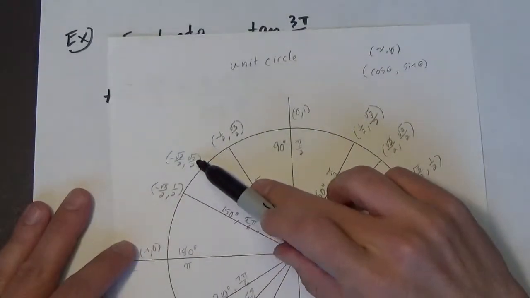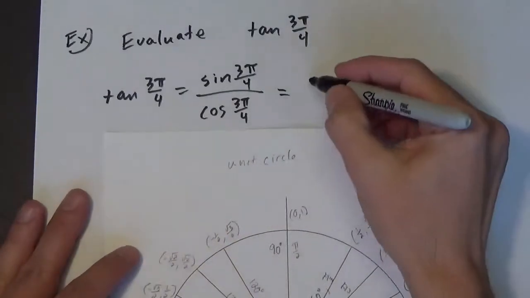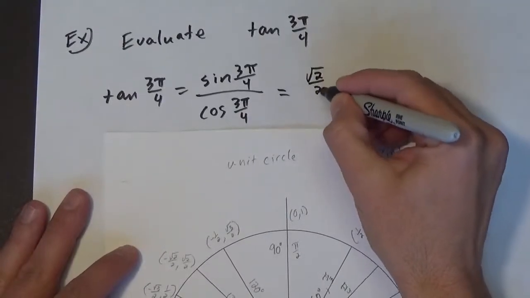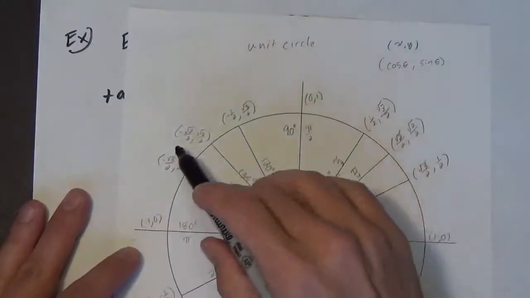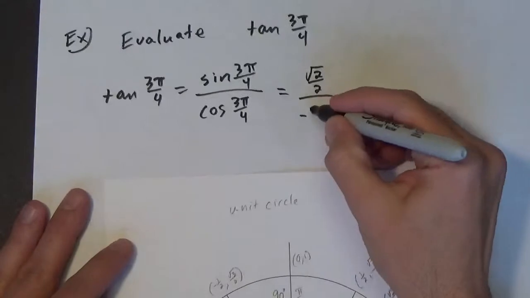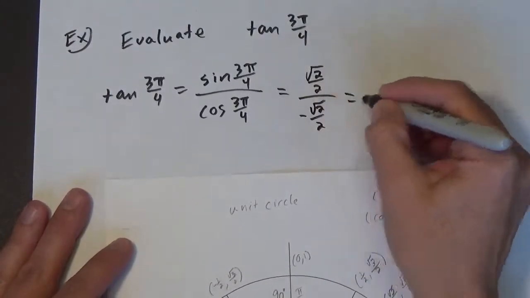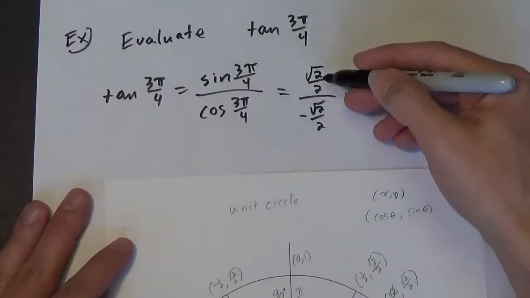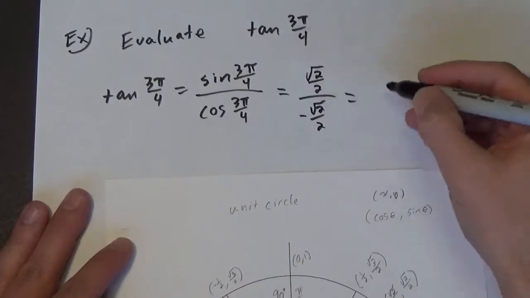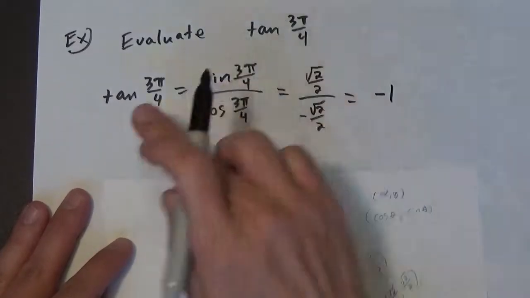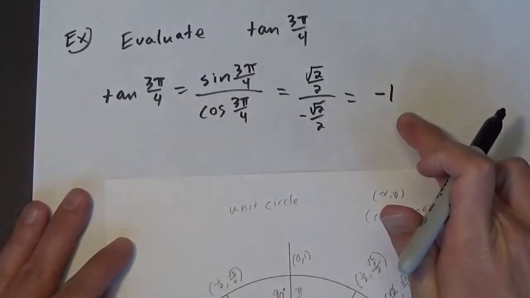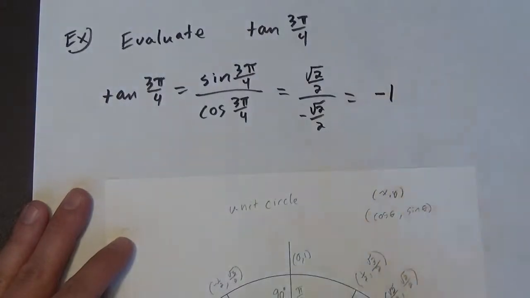Now the sine of 3 pi over 4 is the y coordinate, so that's the square root of 2 over 2. The cosine of 3 pi over 4 is the x coordinate, so that's a negative square root of 2 over 2. And, well, square root of 2 over 2 divided by negative square root of 2 over 2 is just a negative 1. So the tangent of 3 pi over 4 is a negative 1.